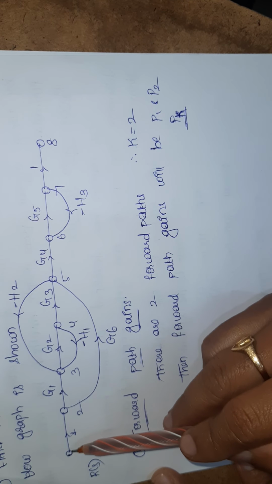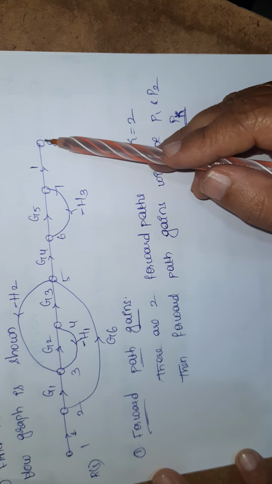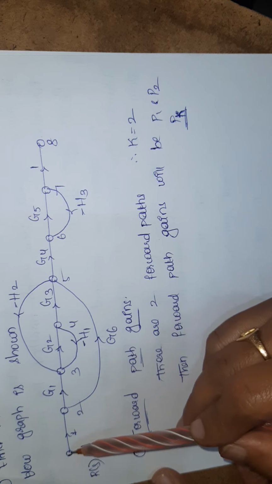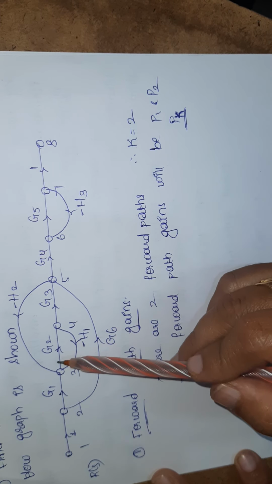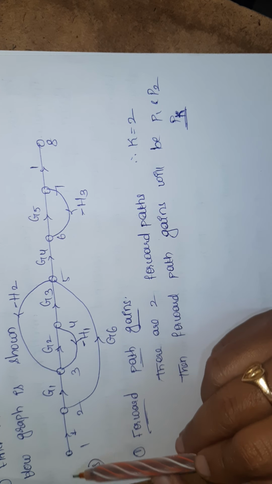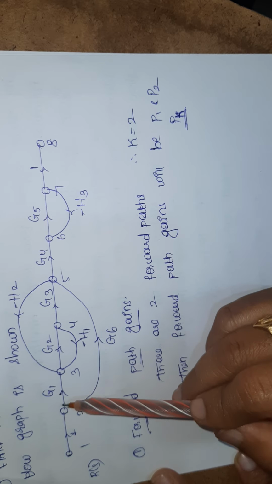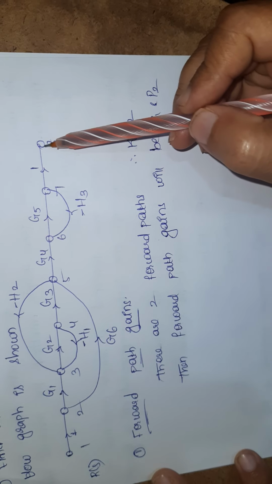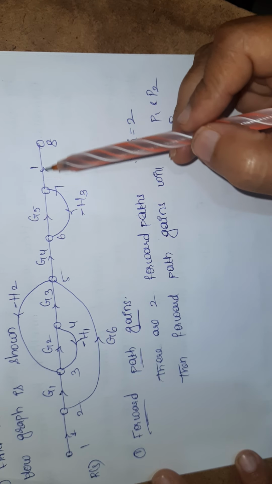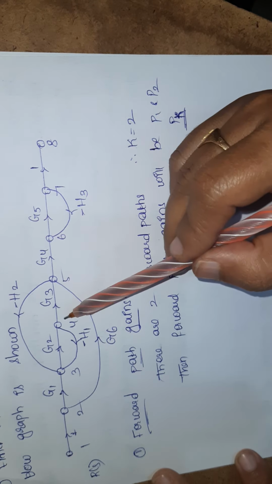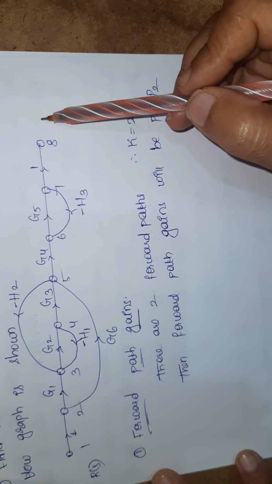A forward path is nothing but from source node to sink node. Source node means it is a node from which only branches are generating. There are no incoming branches, only outgoing branches for the source node. For the sink node, only incoming branches will be there, and there are no outgoing branches.